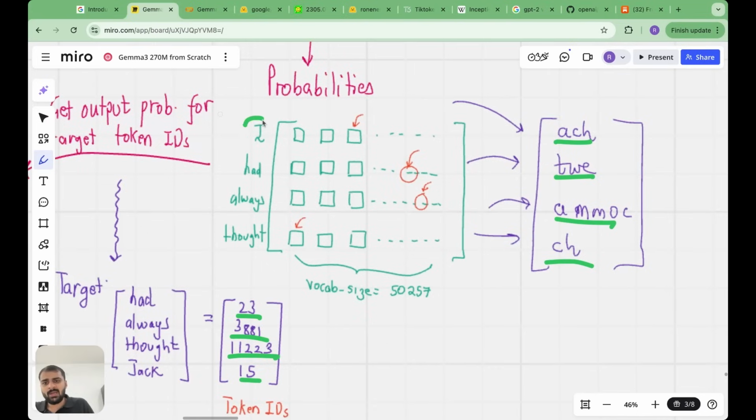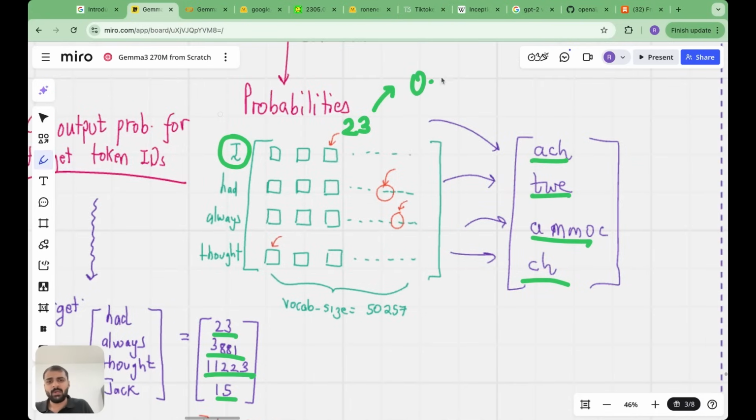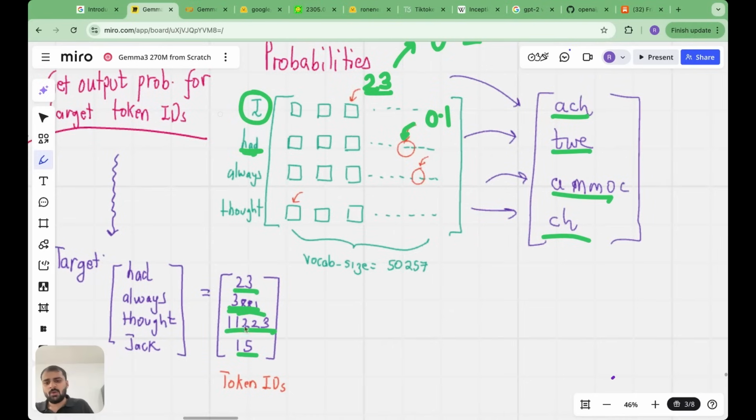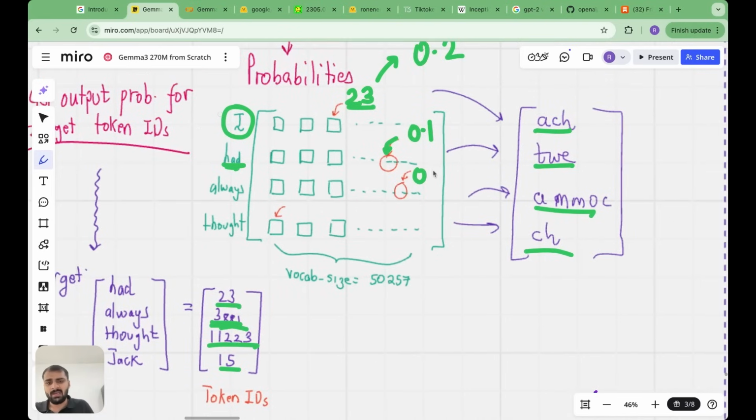Let's say if you look at row number 1 now, you want the output to be 23, right? So you want the token ID number 23 to have the maximum probability. Ideally, you want this probability to be equal to 1. But let's say it's 0.2 for token ID number 23. Similarly, for the second row, you want the output to be 3881. Ideally, you want the probability at 3881 to be the highest, but let's say it's very bad, it's 0.1. For 11223, you want the probability to be 1 again, but it's, let's say, 0.05. And for 15, you want the probability to be high, but again, let's say it's 0.3.